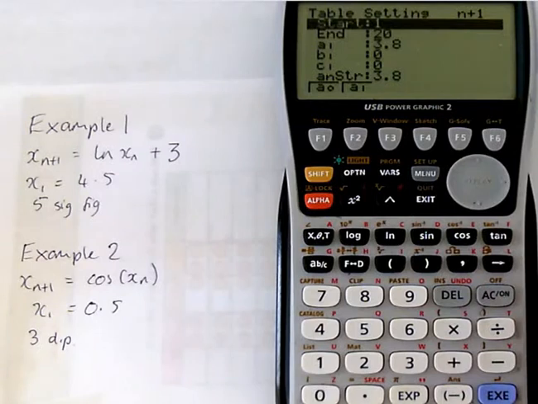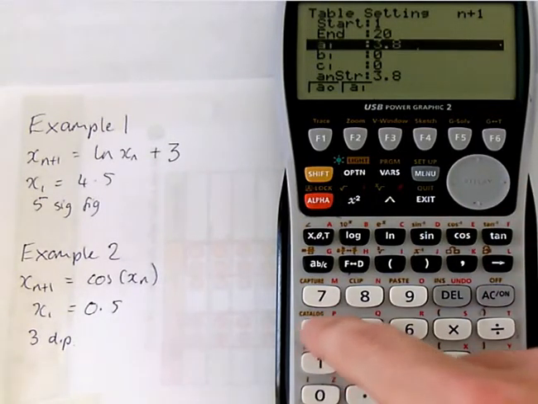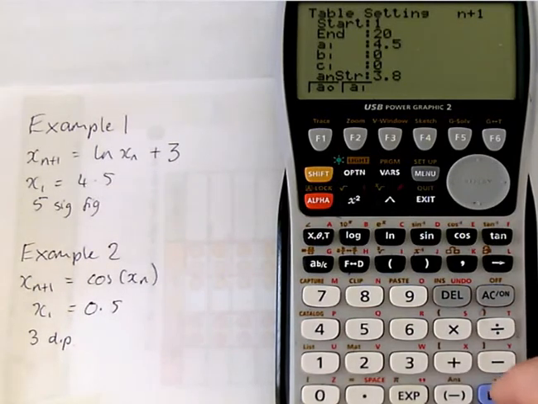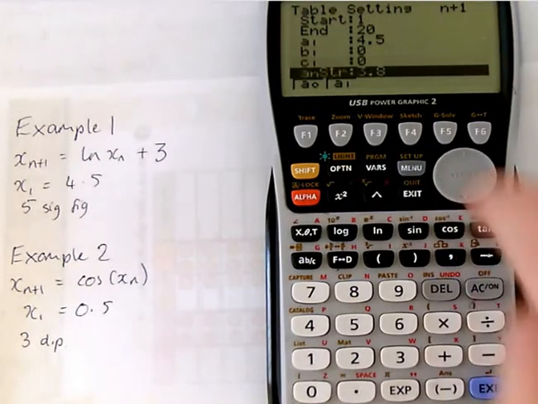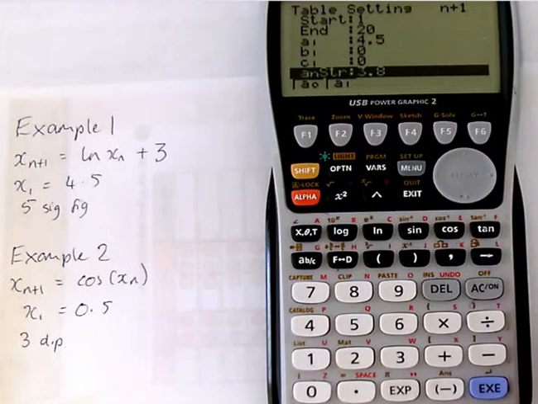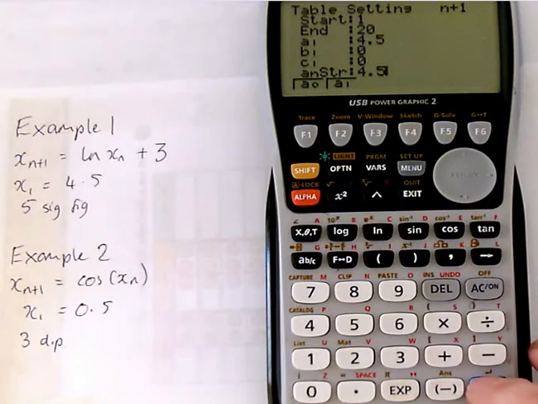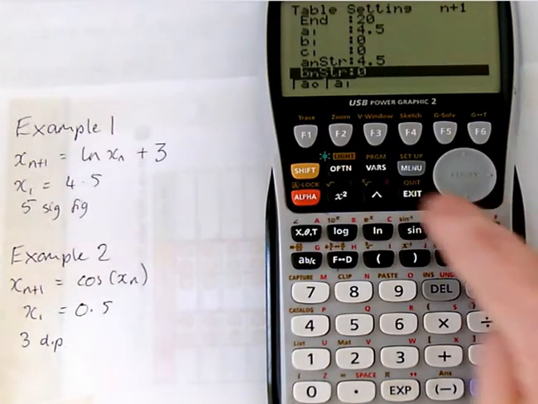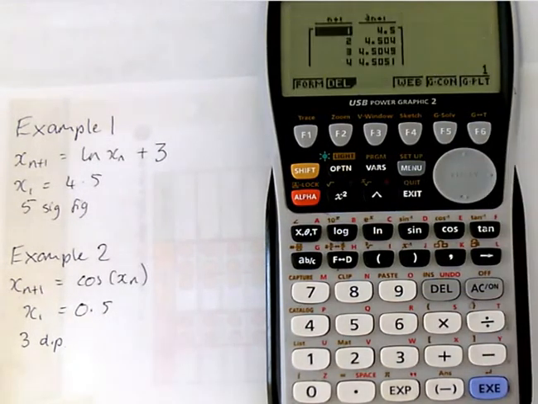So here's set. I'd like to start my counter at x1, so it's going to be 1. And I've got at the minute that it goes up to the 20th term. That's plenty. But I want to make sure that my first term is 4.5. So A1 is 4.5. Now, below there's the B and the C and so on that we don't really care about. But if we look here, there's some an string. I'm going to put 4.5 there, and the reason for that will become obvious when you start drawing graphs. Okay, so I'm going to exit my set, and now if I press table, there we go.